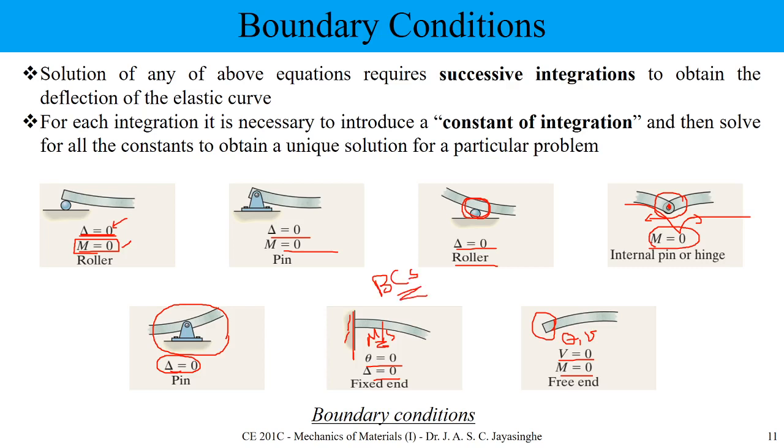Okay, based on your system you need to find these, and after that you need to apply them to the integrated equation, and find the integration constants, and after that you can find the general solution for v and theta. V means deflection and theta means slope. Okay, we will see from now.